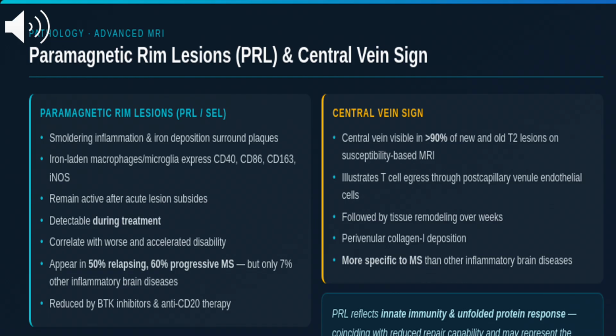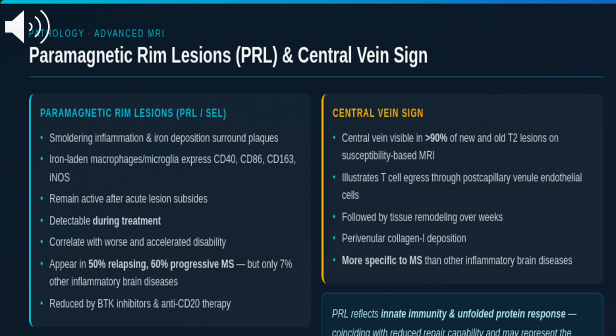The central vein sign, a thin hypointense line visible at the center of T2 lesions on susceptibility-weighted MRI, is present in over 90% of new and old T2 lesions in MS. It represents the post-capillary venule through which immune cells entered the brain and subsequent tissue remodeling with perivenular collagen 1 deposition. Central vein lesions are more common in MS than in any other inflammatory brain disease, making the central vein sign a potentially important diagnostic differentiator.